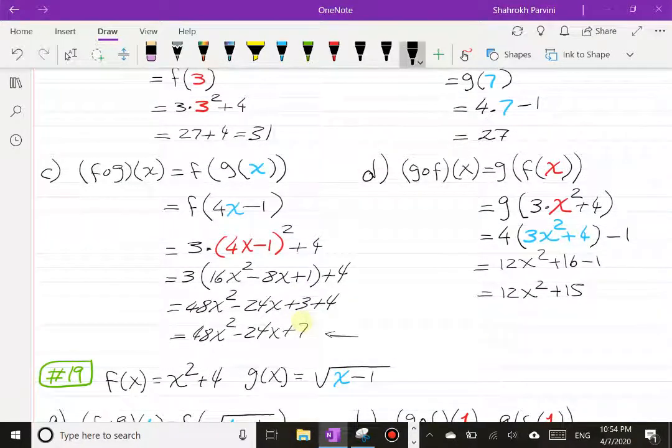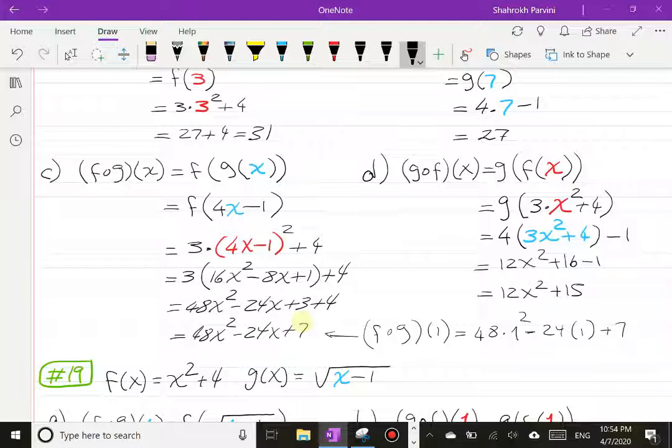So in here, if I want to do f of g of 1, I just plug in a 1 for x. That's 48 times 1 squared minus 24 times 1 plus 7. Now 48 times 1 is 48, minus 24 plus 7. Let's see, 48 and 7, that's 55. 55 minus 24, that's 31, right? And there you go. Notice the result here is 31, which is exactly the same as the result up there.